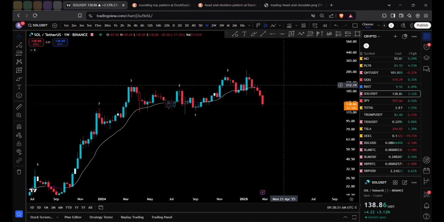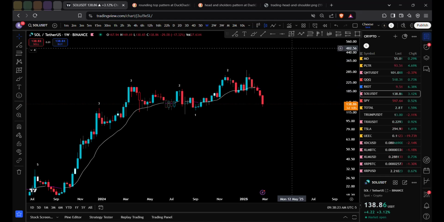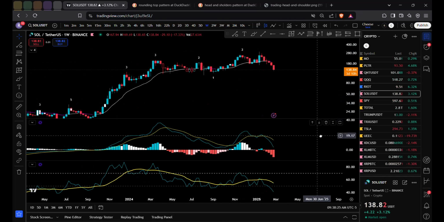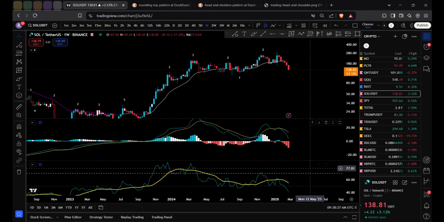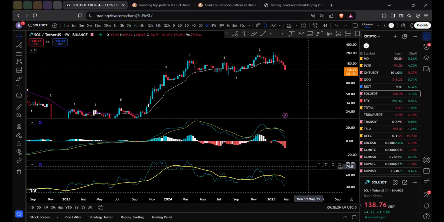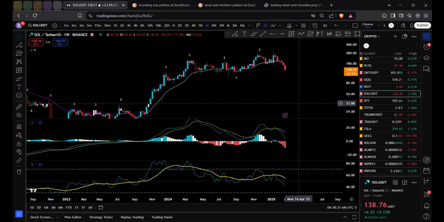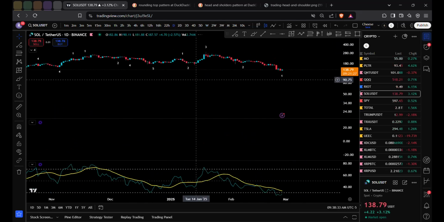So, as you can see, the weekly broke down. Yes, we're extremely oversold, but MACD is approaching the zero line. RSI has broken into section B. Let's see. Daily chart.